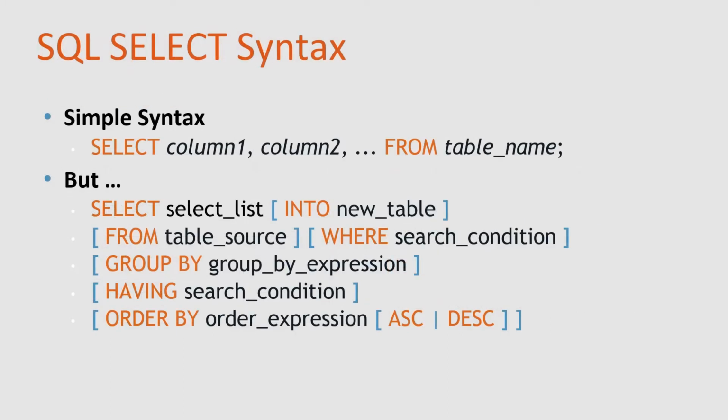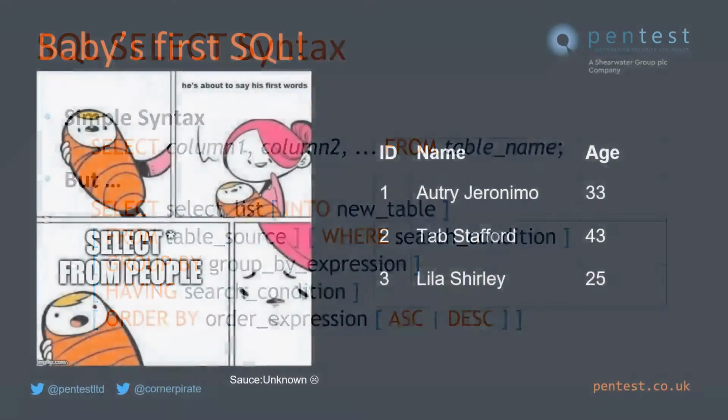Here's the basic SQL syntax. Simple syntax is select column name, separated by commas, from table name. So that's pretty simple, and then it does get a little bit more advanced as you go down there. You can augment the query to group things, to search whether a condition is true. You can also order things ascending and descending. We'll show a little example of that in a minute.